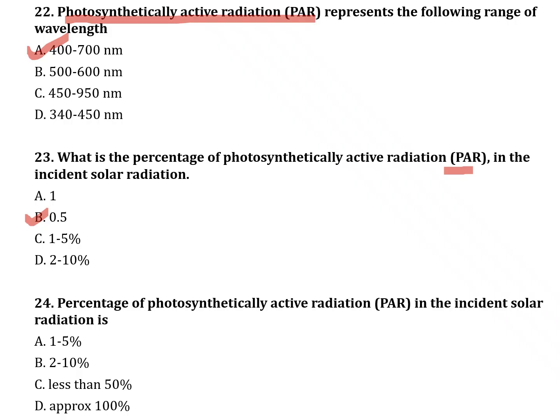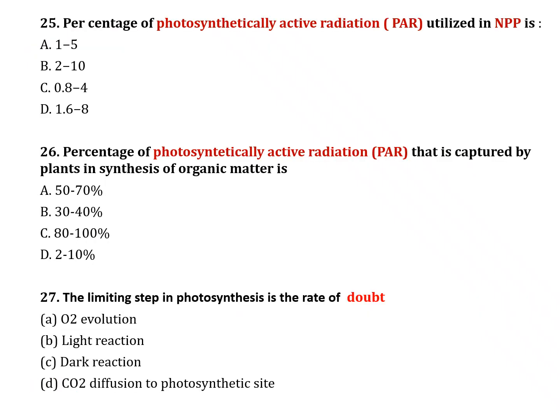The next question, number 24. Percentage of photosynthetically active radiation in the incident solar radiation is option A 1 to 5%, option B 2 to 10%, option C less than 50%, option D approximately 100%. Correct answer is option C less than 50%. The next question, number 25. Percentage of photosynthetically active radiation utilized in NPP is option A 1 to 5, option B 2 to 10, option C 0.8 to 4, option D 1.6 to 8. Correct answer is option D 1.6 to 8.